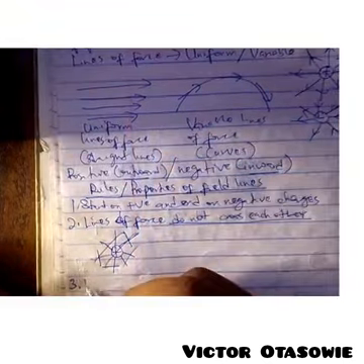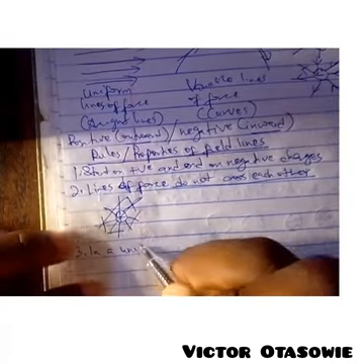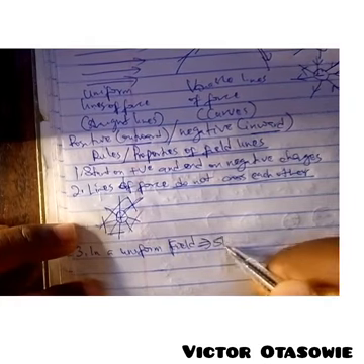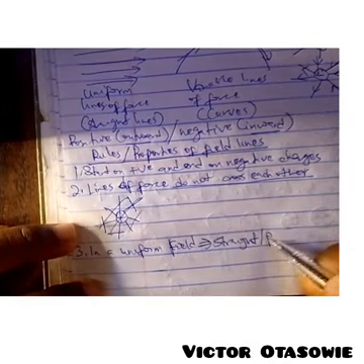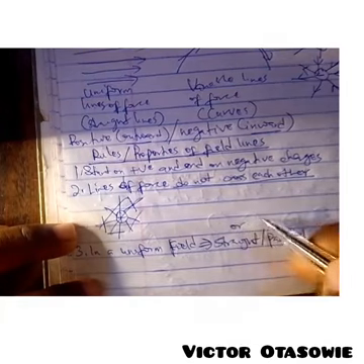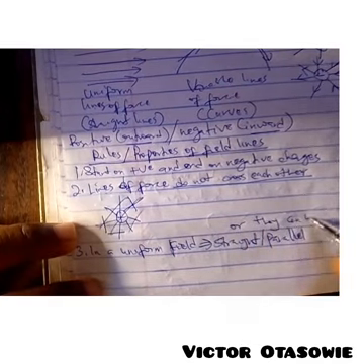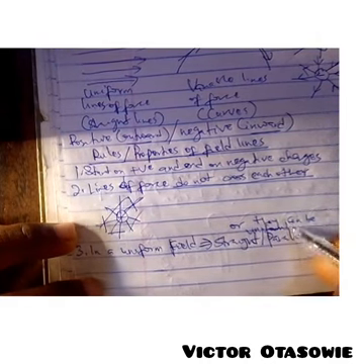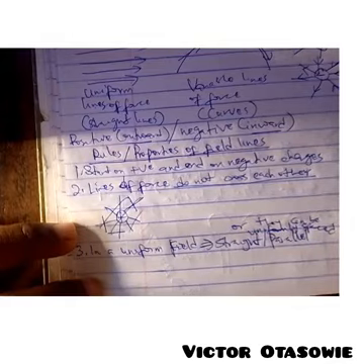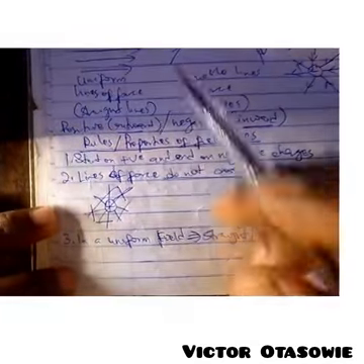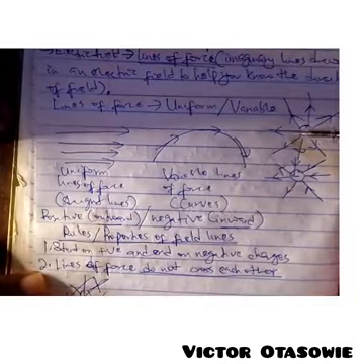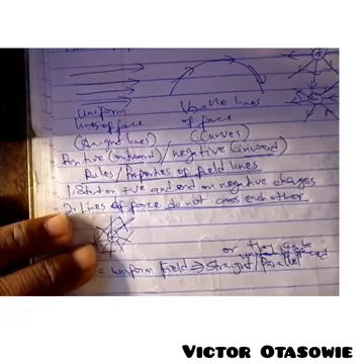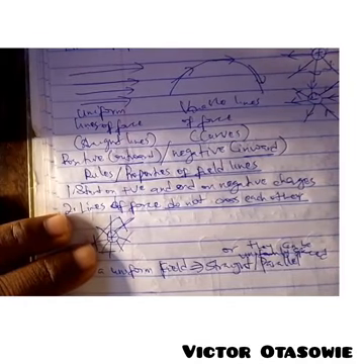Then in a uniform field, let's say this is our uniform field, lines of force can be straight, they can be parallel, and they can be uniformly spaced. So you observe there are usually equal spaces given between them. They can be straight, parallel, and uniformly spaced. So take note of these points.